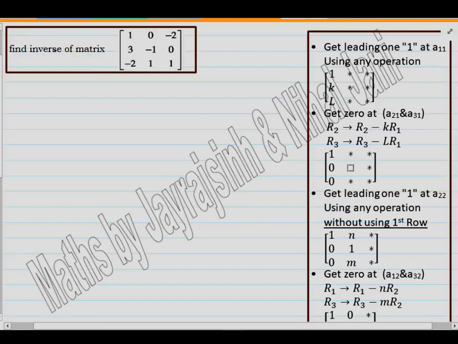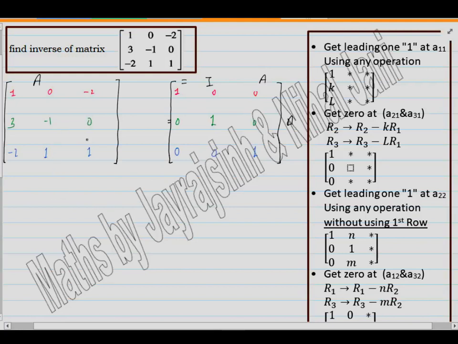In our next question, we have to find the inverse of this matrix, and you know the process. Just write down in the form of A is equal to IA. Try to get reduced row echelon form on the left side using these steps. Our first step is to get leading one at A11, which is already given, as well as we get the value of K and L.